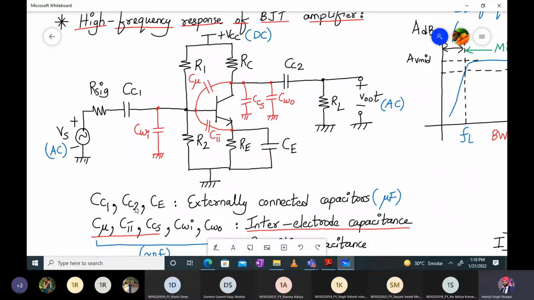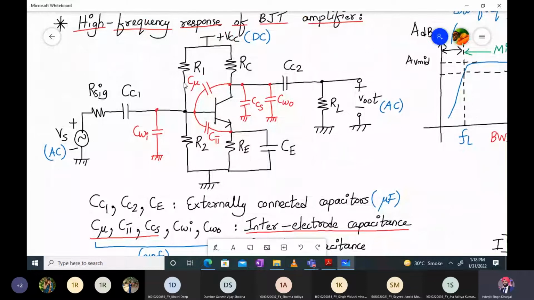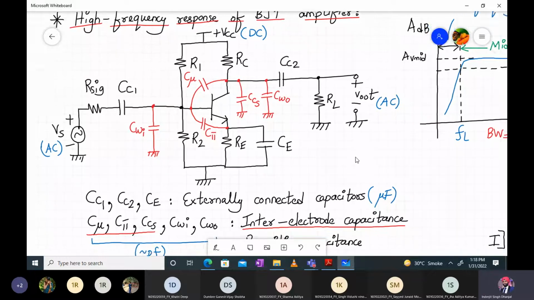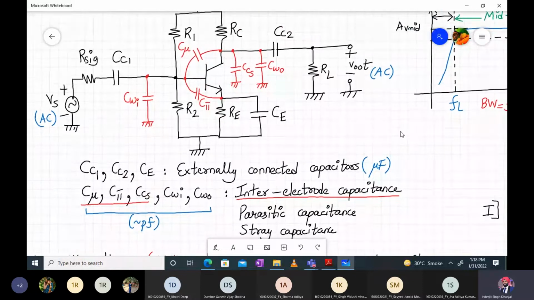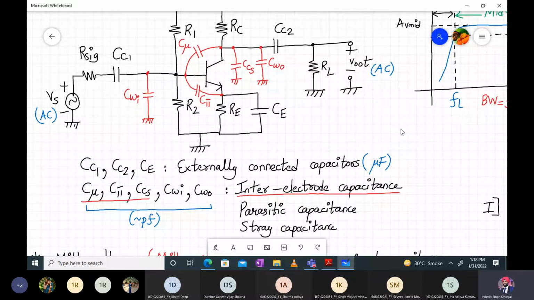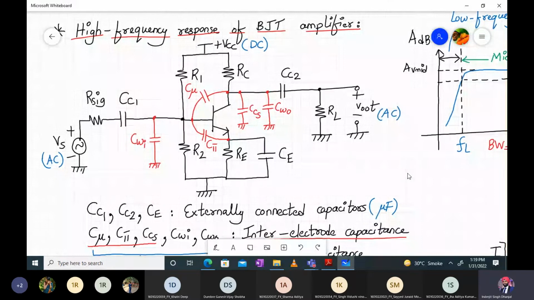Capacitors CC1, CC2, and CE are externally connected capacitors whose ranges are in microfarad. Capacitors C mu, C pi, CCS, CWI, and CWO are called inter-electrode, and CWI and CWO are called wiring capacitances. Together they are called parasitic or stray capacitances. All of their values are in the range of picofarad. And these capacitances are inherent due to the structure or due to the wiring in the circuit, right? So along with the BJT, these capacitances come along.